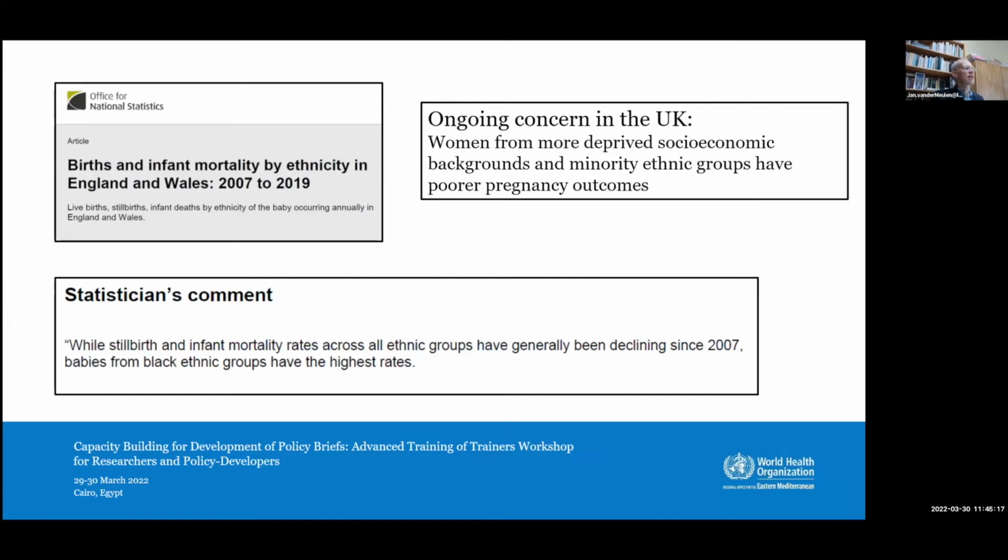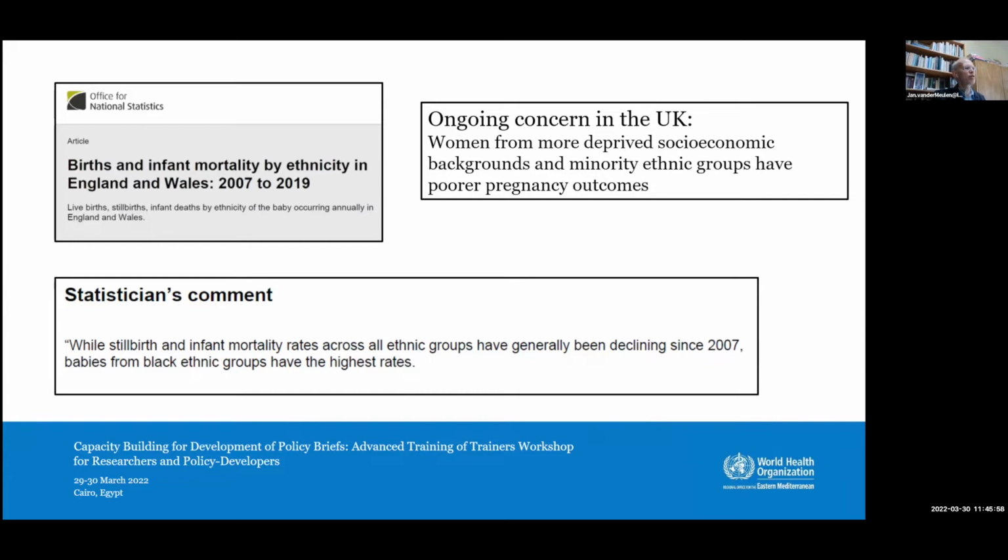And in England, there is an ongoing concern that women from more deprived socioeconomic backgrounds and minority ethnic groups have poorer pregnancy outcomes. In other words, simplistically, poorer women, less affluent women, more deprived women have poorer outcomes than more affluent, richer women, and women from what we call here a minority ethnic background. I use the word simply to capture that in a simple phrase, and it's not completely the right phrase, but for simplicity, women from a non-white ethnic background have poorer pregnancy outcomes than women from a white background.